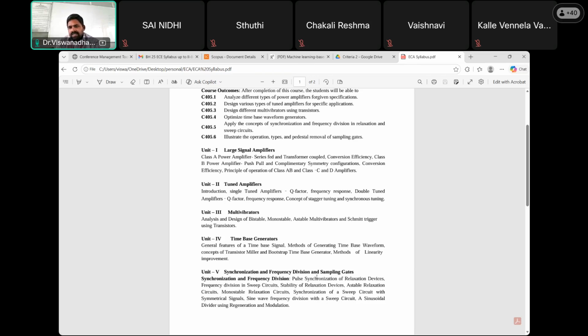There may be a chance of asking 5 marks questions here. One is methods of generating time-based waveforms and the other is methods of linearity improvement. These two are very important. There may be a chance for 4 marks and 5 marks.